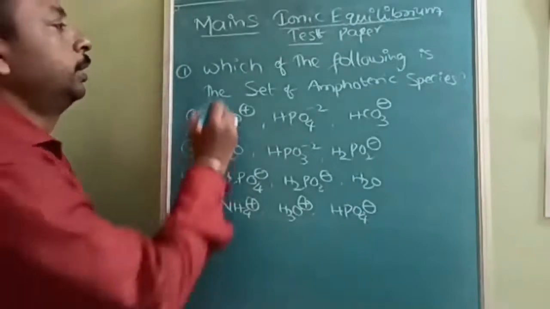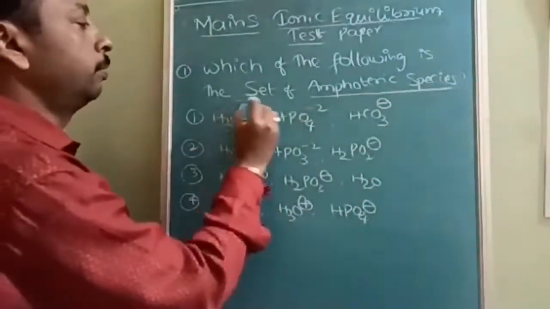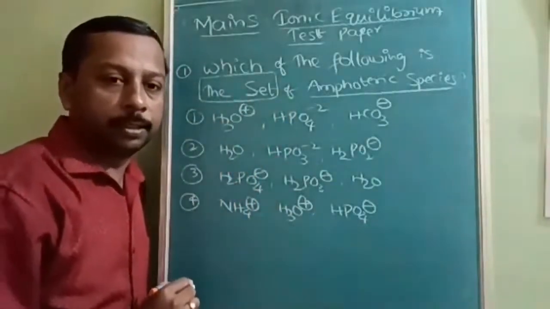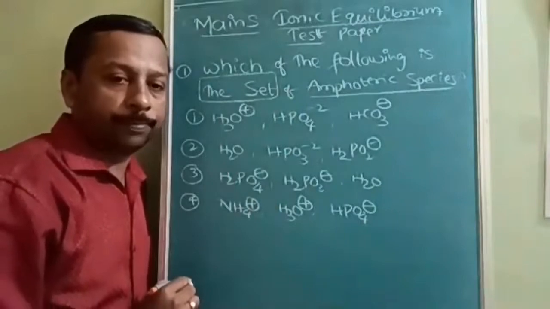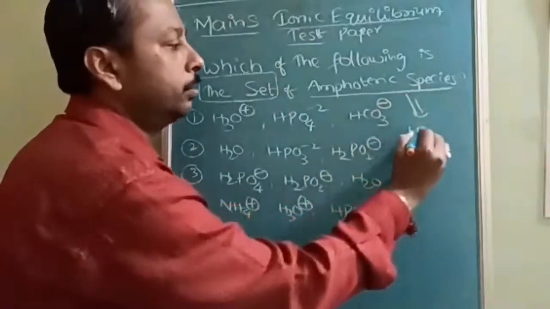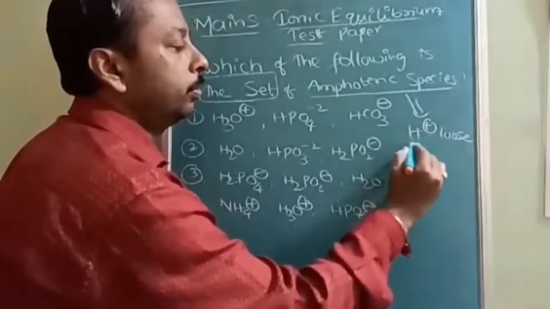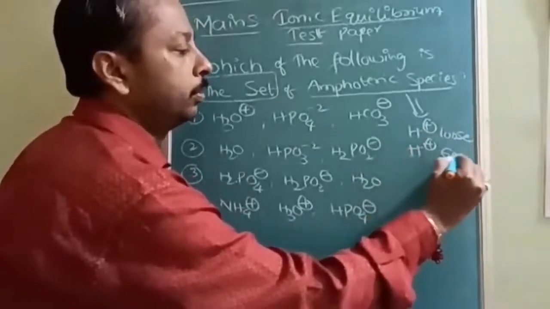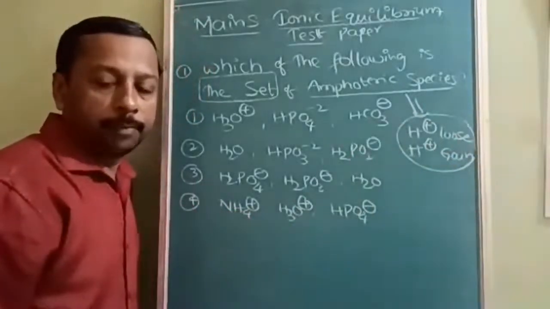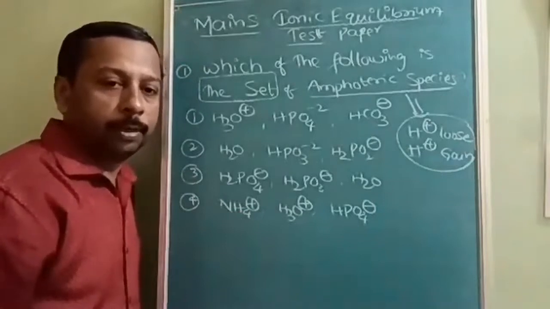Okay, so this is the first question: which of the following is an amphoteric species? All the ion species given in the set must be amphoteric. Is the question understood? Before proceeding, amphoteric means it should be able to lose H plus, and it should also be able to gain H plus. For checking the amphoteric property, we should check in two ways: it should be able to lose and it should be able to gain.